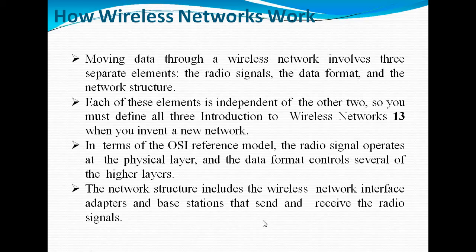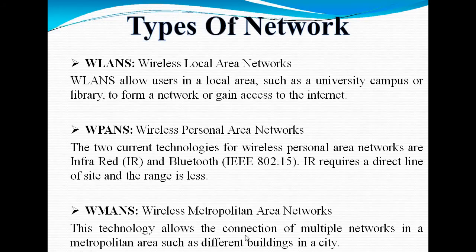So the network structure includes wireless network interface adapters and base stations, which send and receive signals via radio signals. So here is the working related to our wireless network. So what are the types of networks? WLAN, WPANs and WMANs.